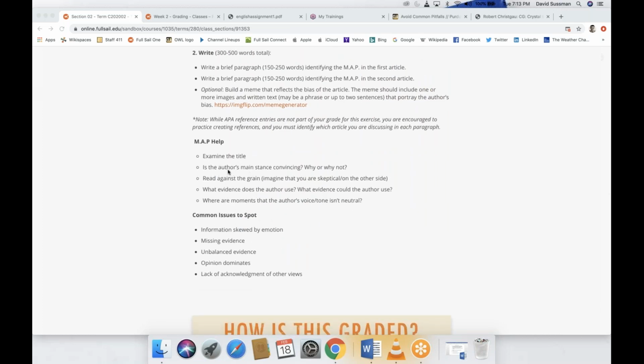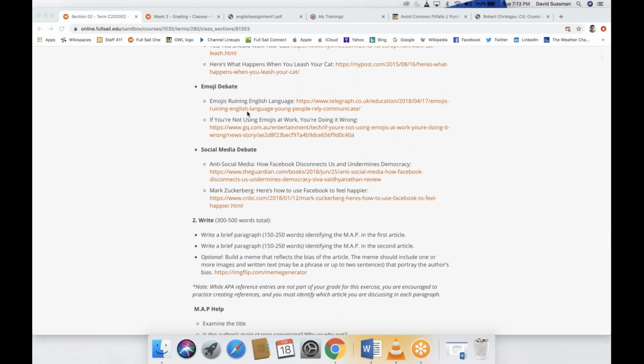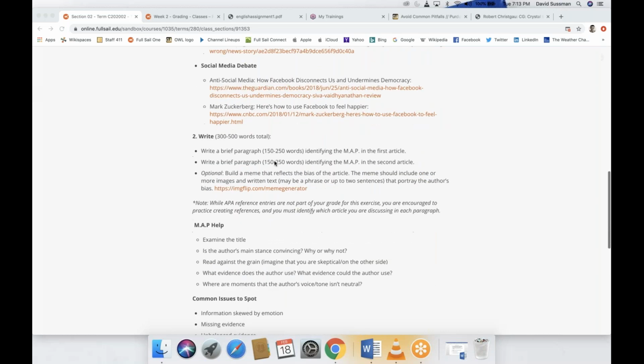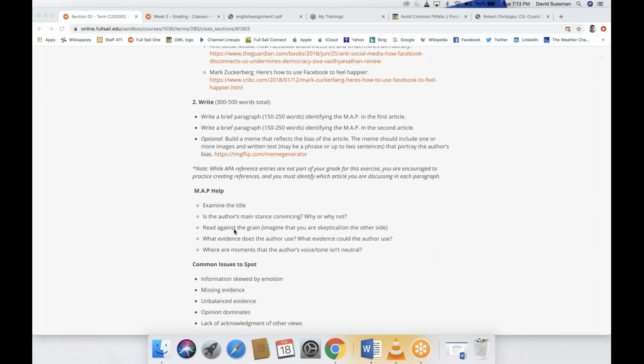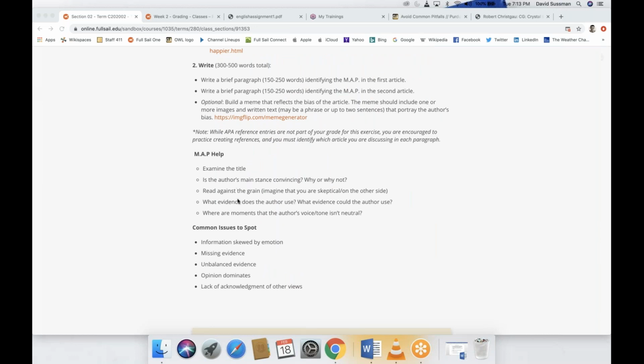So here are a bunch of bullet points. And my advice is simply to, let's say you choose the emoji articles, read each one, write a paragraph for each, and in each paragraph, you're essentially responding to it. You're criticizing or critiquing it, okay? And you have these prompts to help you. Now, not every prompt may apply, but I think there's enough here to get you going, okay?